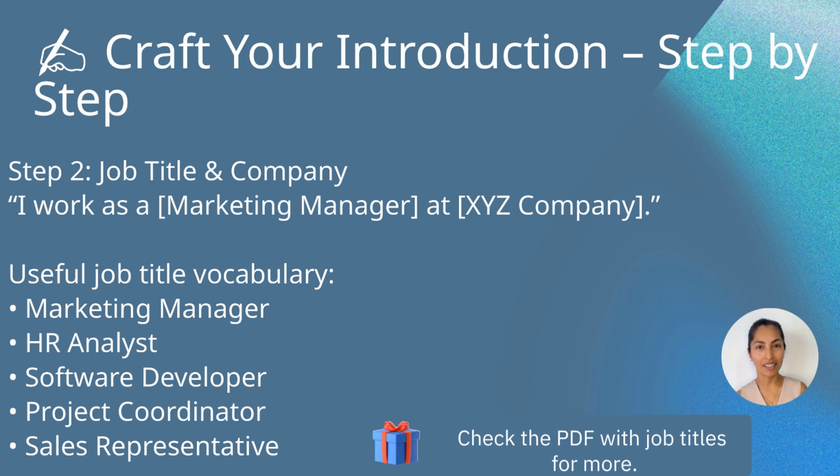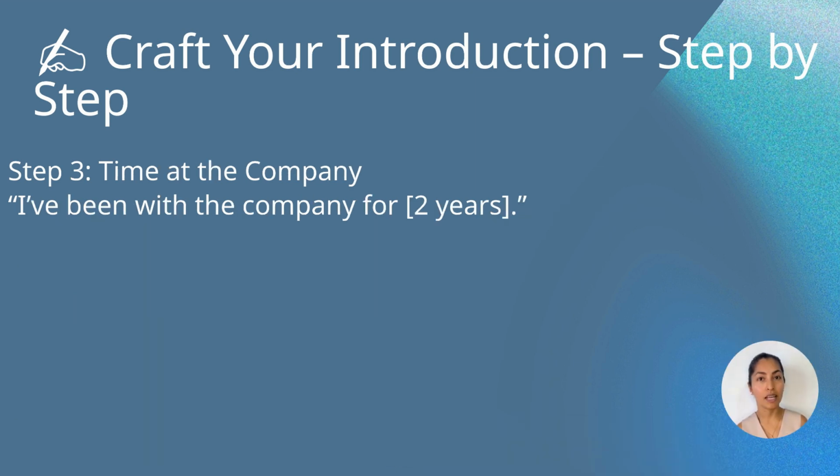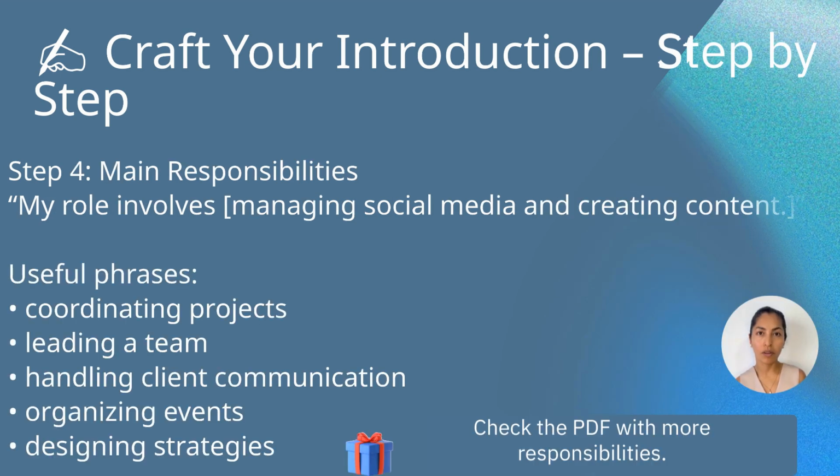Step 3. Now let's add how long you've been working there. Example, "I've been with the company for 2 years." Step 4. And finally, let's explain what you do. "My role involves managing social media and creating content." Other useful phrases are coordinating projects, leading a team, handling client communication, and so on. You'll find more in the PDF we prepared.